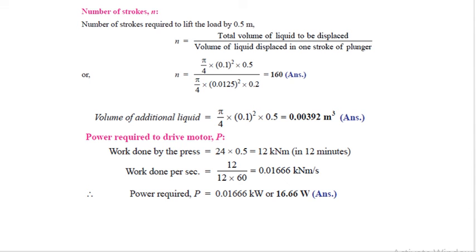Power required to drive the motor. Work done by the press is 24 kN, the total weight which we have to lift, into the total height 0.5 m, is 12 kilonewton meter in 12 minutes. So work done per second, you can calculate this kilonewton meter load by 12 minutes into 60. This is in seconds. So this is the total work done per second, and you all know that work done per second is equal to power required. So this is 16.66 watt, the power required to drive the motor.